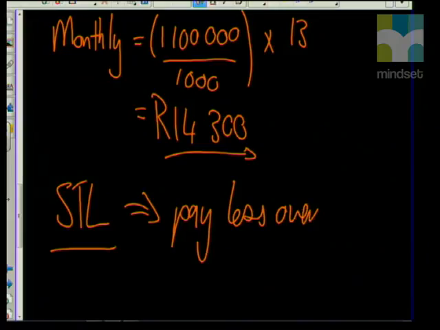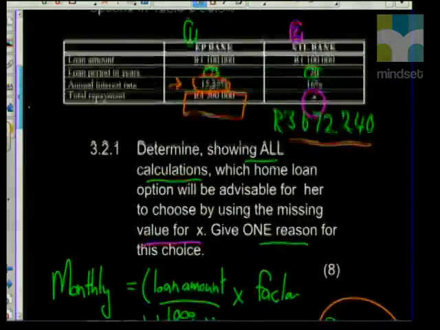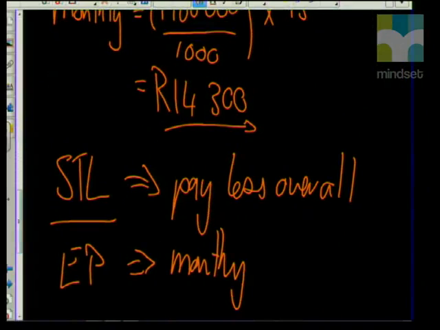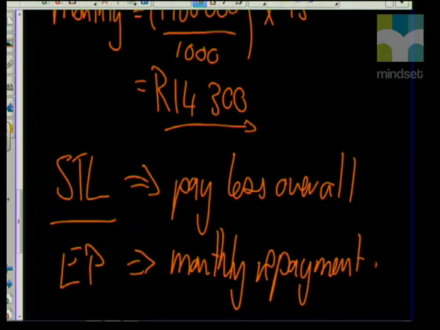Or you can say, is that right? The STL was this one. Yes, that's the overall. Or you could say go for EP because the monthly repayments are better, more affordable. She's got more money to be able to put away. So, guys, I think that you need to be very careful about this sort of question and make sure that you get it sorted out. So, let's go to the last part.